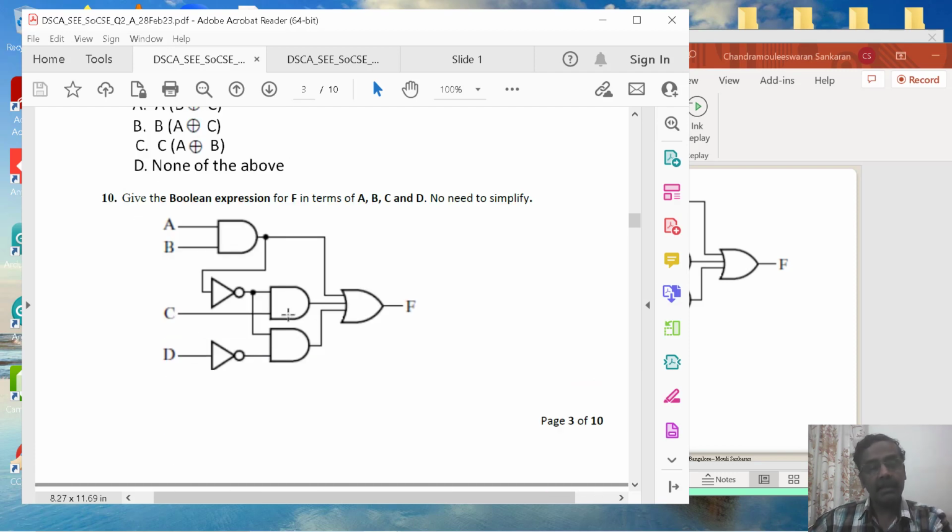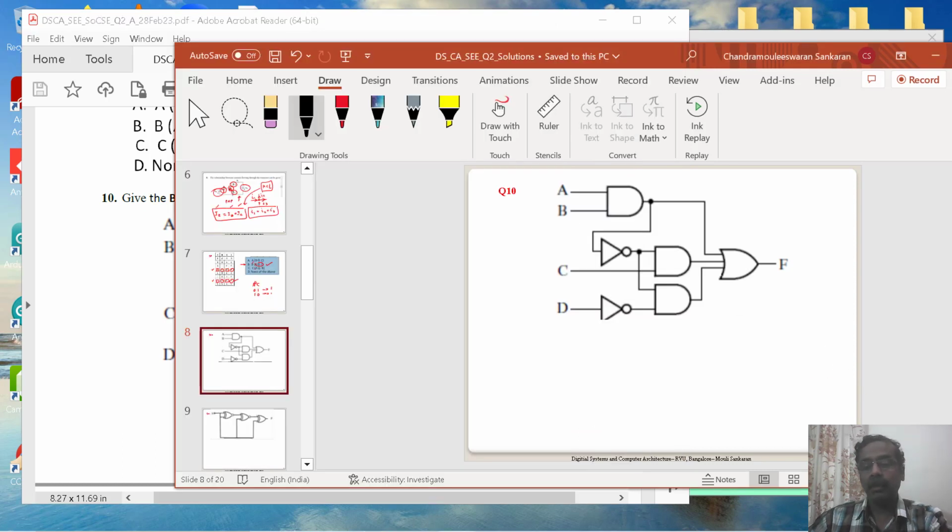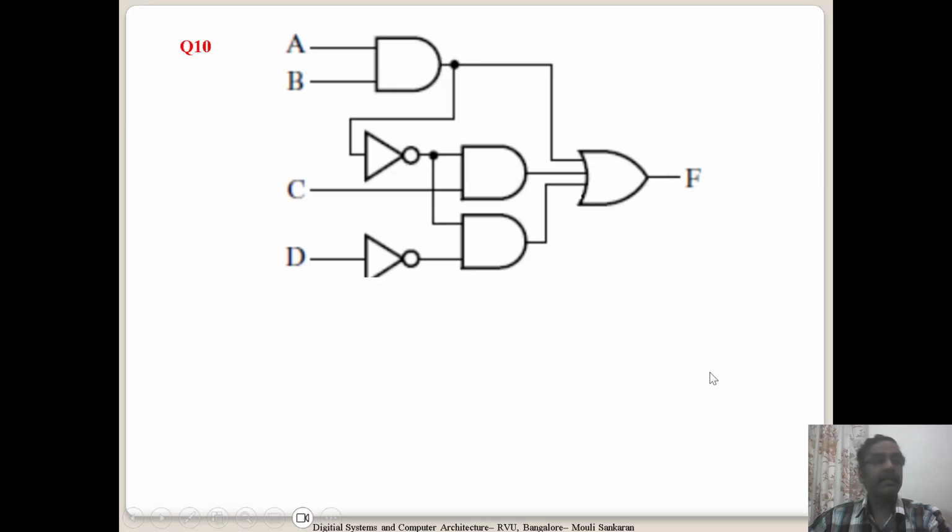Now what is being asked here is, given a circuit, give me a Boolean expression in terms of A, B, C and D, no need to simplify. So you are not expected to simplify this, just to give an expression for this particular circuit. So let us try to write it down.